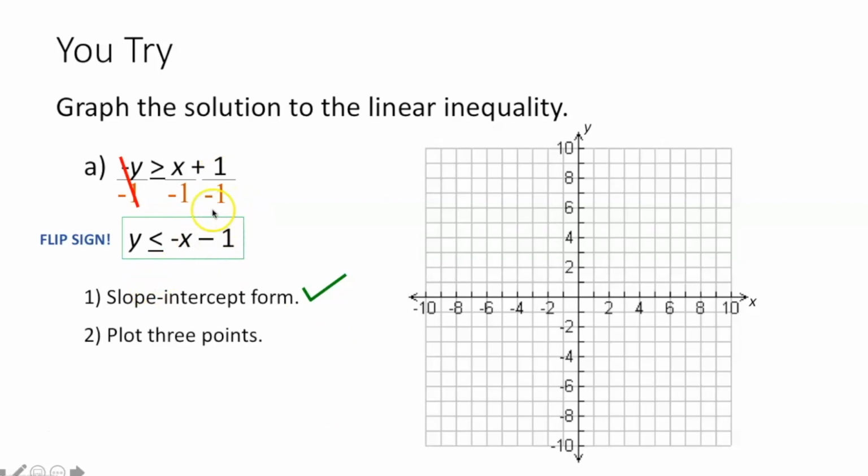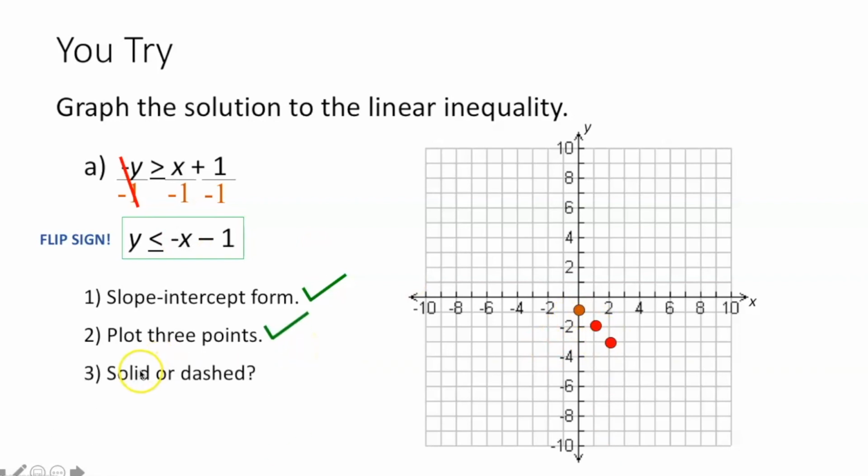We start with our y-intercept, which in this case is -1. So we go over to our y-axis, and at 0, -1, we're going to put a closed circle because there's an equal sign here, meaning that our line is going to be included. Then we get our 2 other points by using our slope. What's our slope? -1. In order to write that as a fraction, that's -1 over 1. So we go down 1, right 1, put a point. Down 1, right 1, put a point.